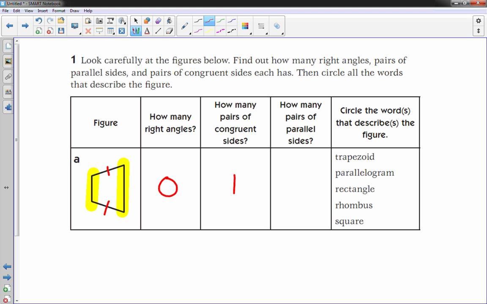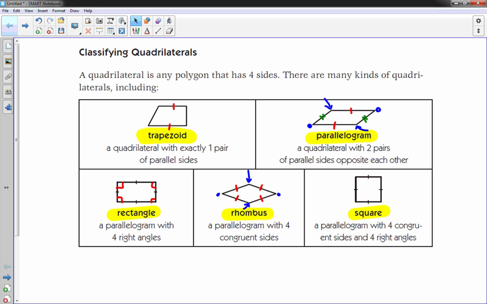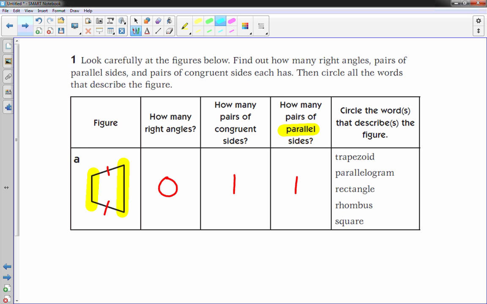How many pairs of parallel sides? Well, that parallel sides thing, that's what I already highlighted earlier. It has one. If I go back to the definition at the top of the page, and let me look at these real quick. Use blue this time. It's this one. It has exactly one pair of parallel sides. So it's going to be a trapezoid.